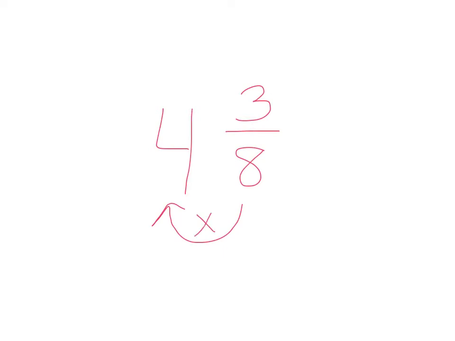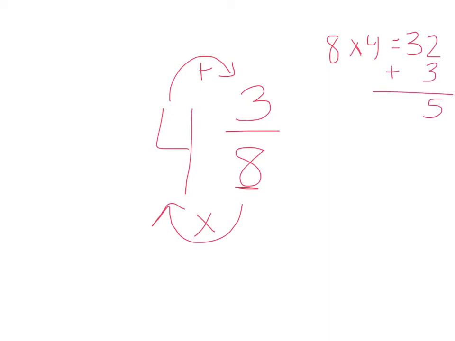The next example that we have is 4 and 3/8. Again, I'm going to do the windmill. Multiply my denominator by my whole number. So 8 times 4 equals 32. Add my numerator, plus 3. That's 35. So 35 is my new numerator, and 8 is still my denominator.